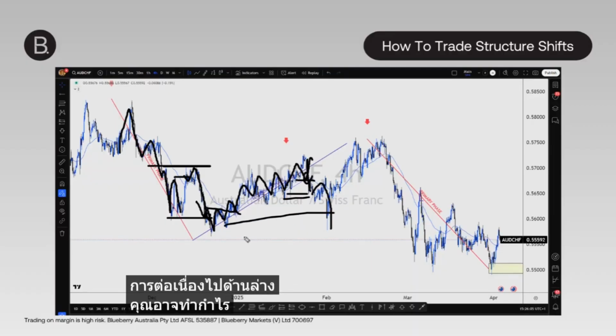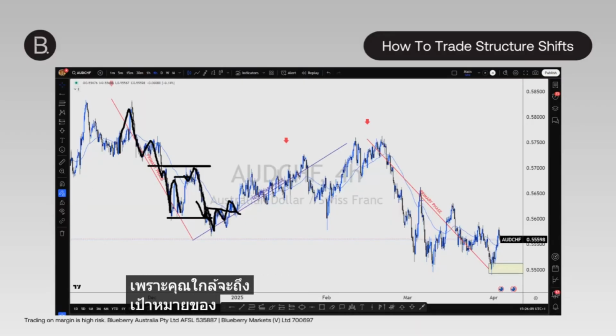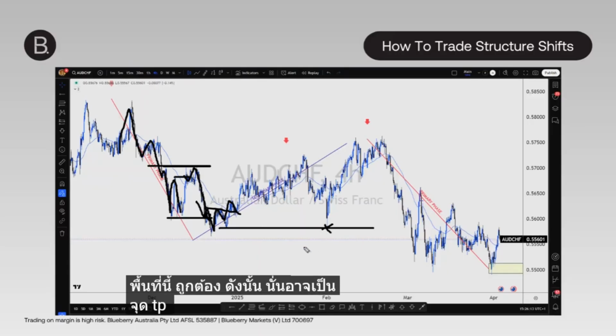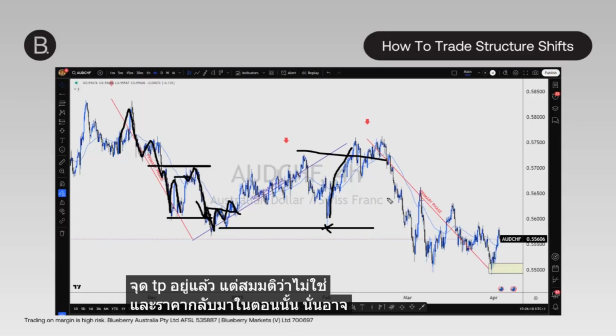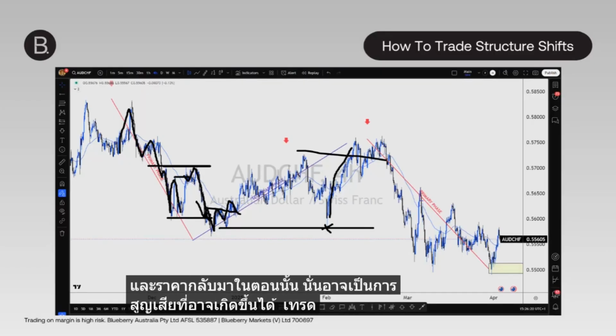You may or may not take some kind of profit because you are very close to hitting your targets down at this area here, right? So that might be a TP point anyway. But let's say it wasn't and price came back, then that would be a potential losing trade, okay?